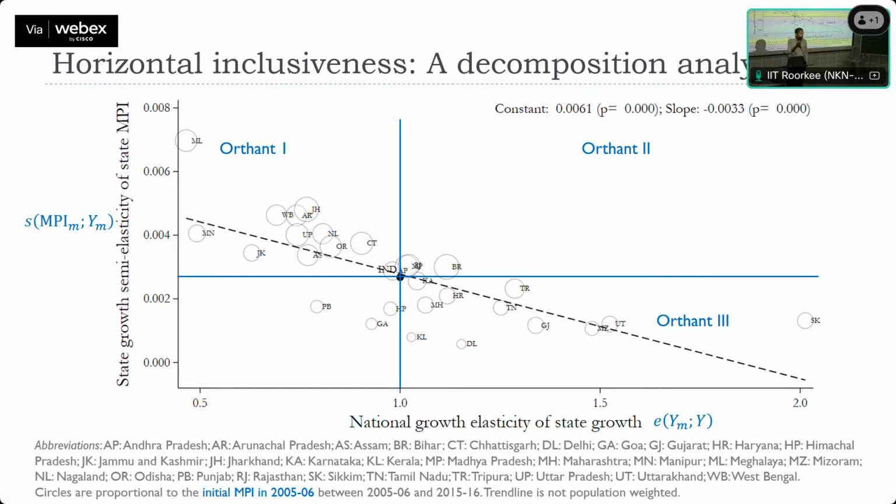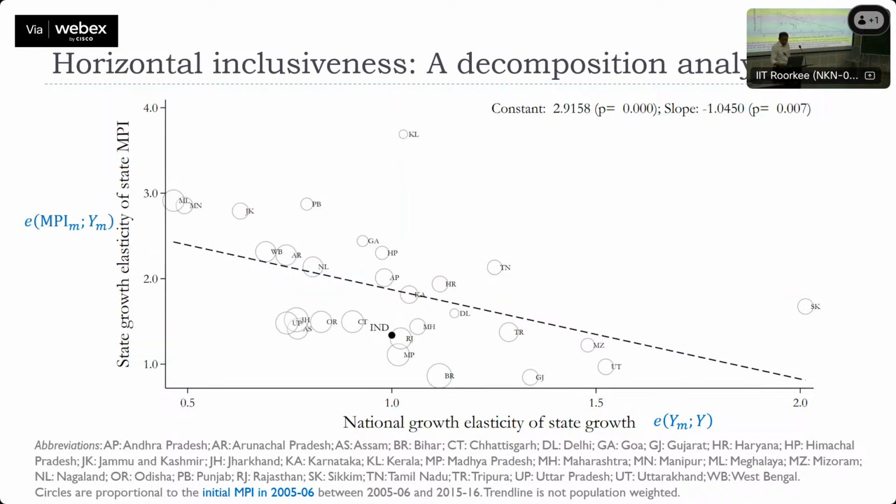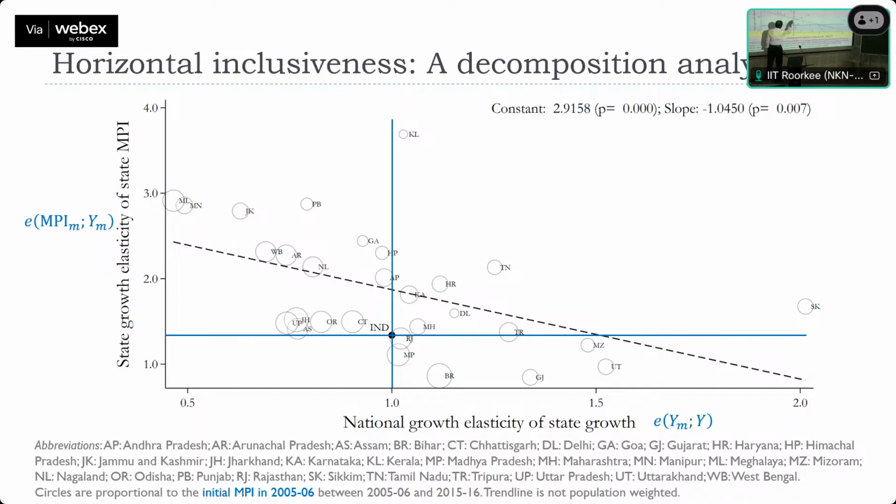If you have to look at its absolute level to start with, so I don't know if AP will be there. So let's draw. But here, AP's relative change is much faster than the India average. So that's why you need to look at the semi-elasticity and elasticity side by side.